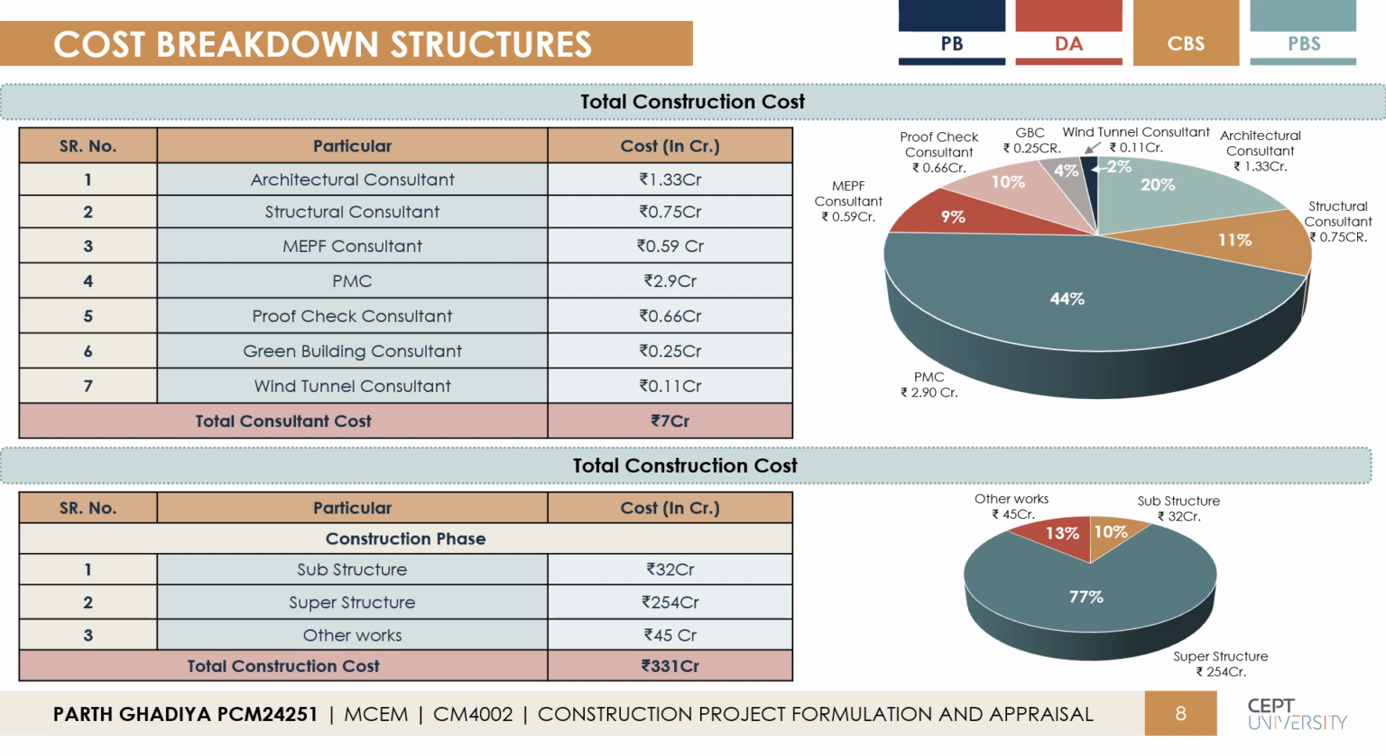The cost incurred in the superstructure to construct the ground floor and the 31 floors, including civil work, lift installation, HVAC work, electrical work, plumbing work, and fire work, is 254 crore rupees. Other work consists of facade installation with the facade lighting and the solar roofing. The overall cost of the other work is 45 crore rupees.